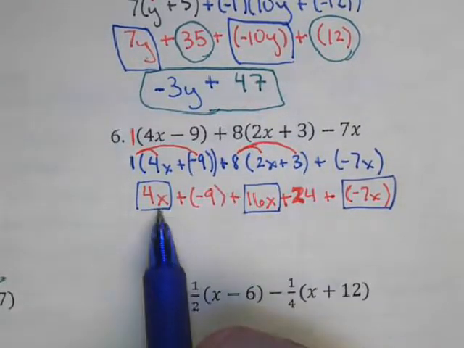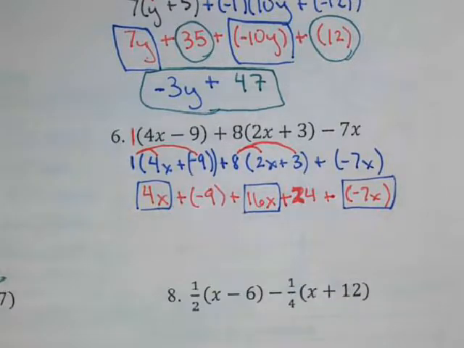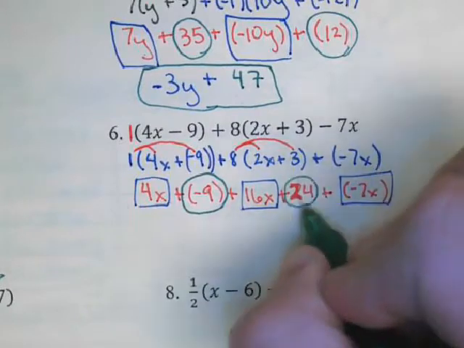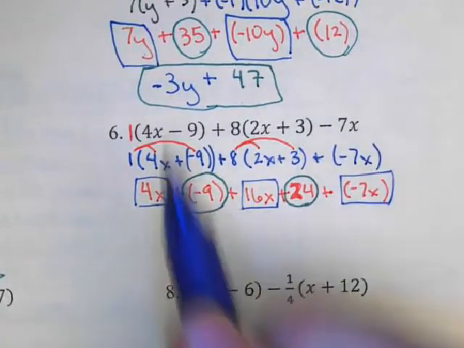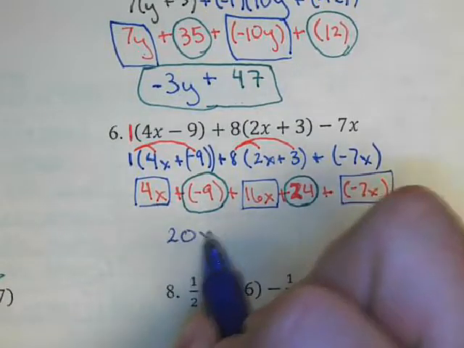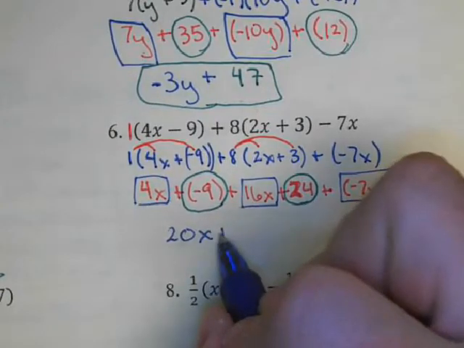So let's just do it 2 at a time. Let me identify my other ones. I have negative 9 and 24. So I'll do 4x and 16x. They're the same, so I'll add. So I get 20x. Bring my plus sign down.